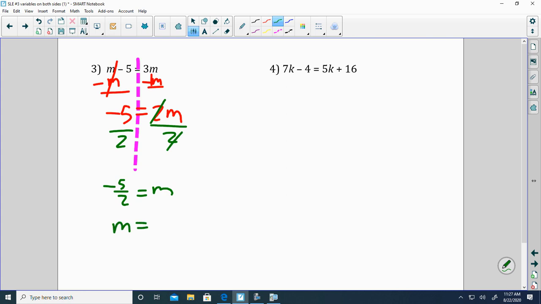Again, flip it over and get the variable on the left side. Just flip, no signs change or anything like that. Just flip the whole problem over. Again, that's the more acceptable way.